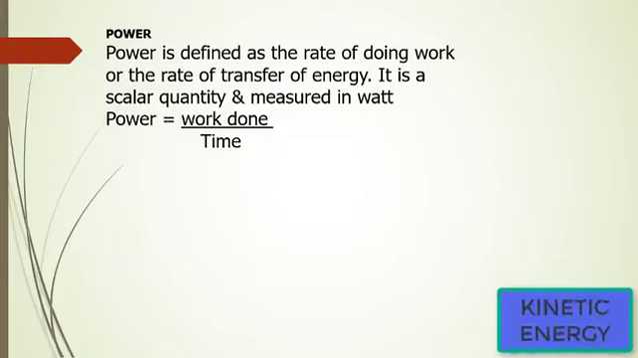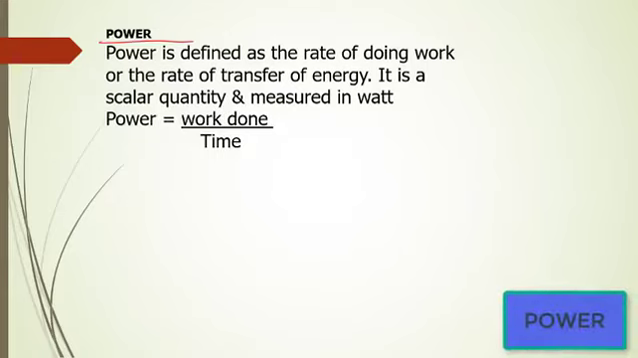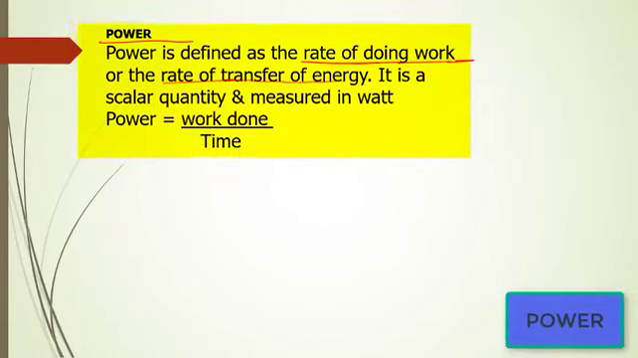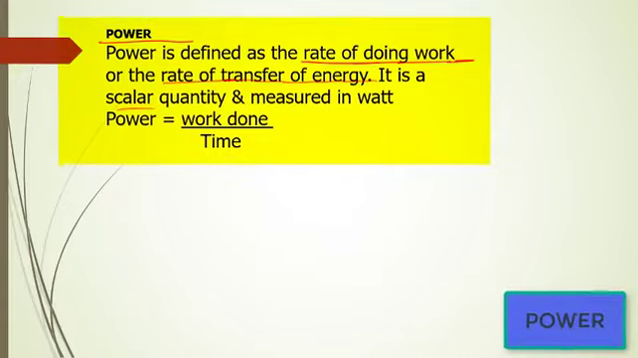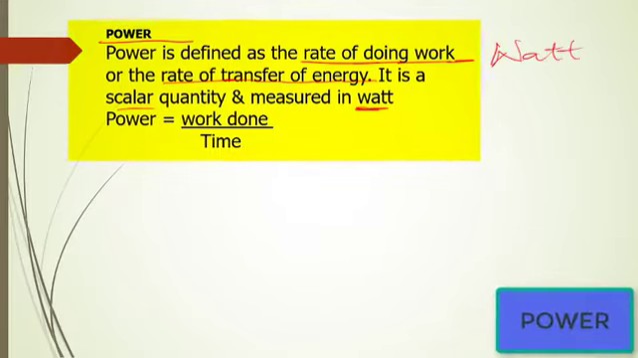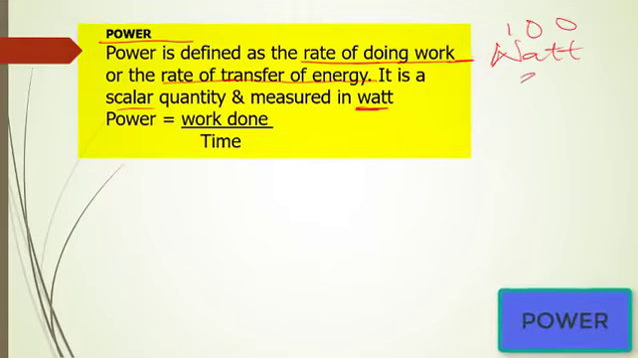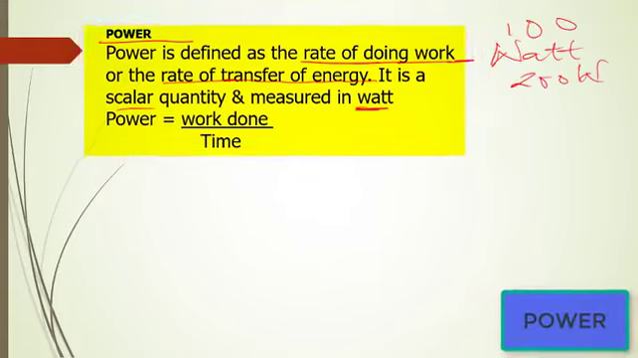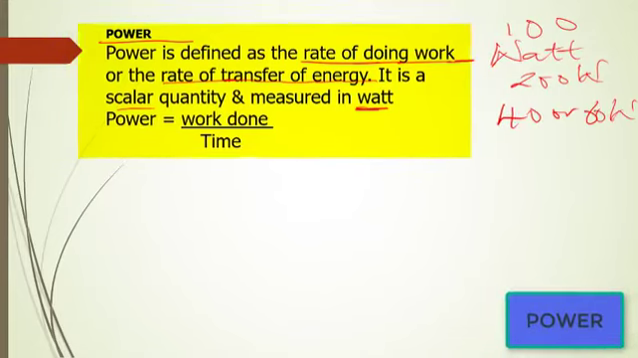At this point, let us talk about power. Power is defined as the time rate of doing work, or the time rate of energy transfer. It is a scalar quantity, and its unit is watts. When your parents ask you to go and buy a bulb, you get to the electric shop and you tell them you want a bulb of like say 100 watts, or 200 watts, or energy bulbs like 40 or 60 watts.